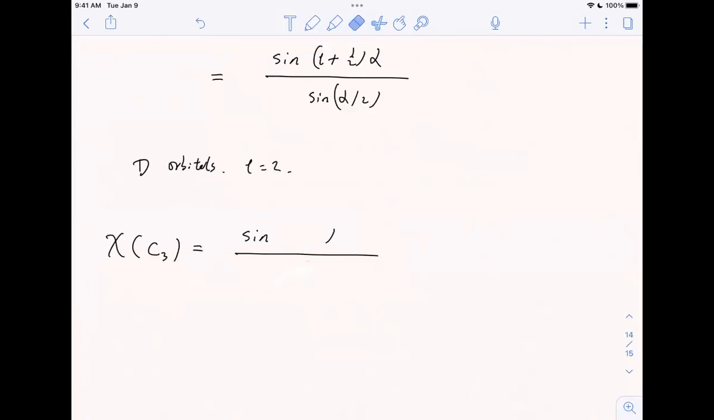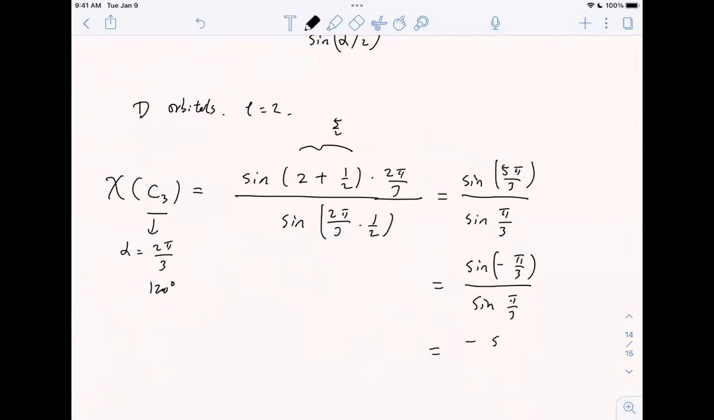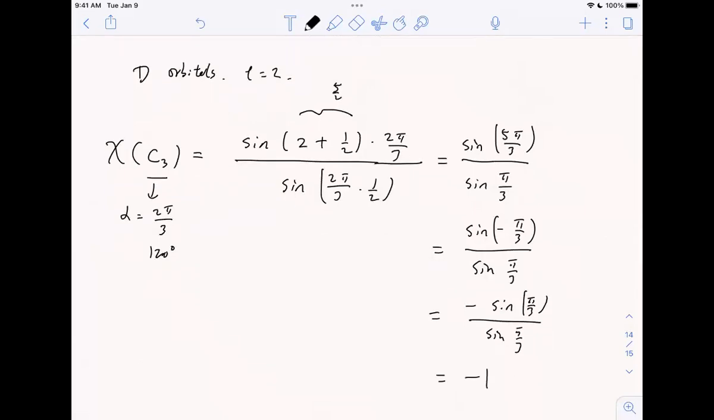So then L will be 2 plus 1/2. What will alpha be? This means alpha equal to 2 pi over 3, 120 degrees. So 2 pi over 3 times 5 over 2. So it will be 5 pi over 3, which is negative pi over 3 after subtracting 2 pi. Okay, so you have a negative come out. Then you get -1. So this is the character for C3.